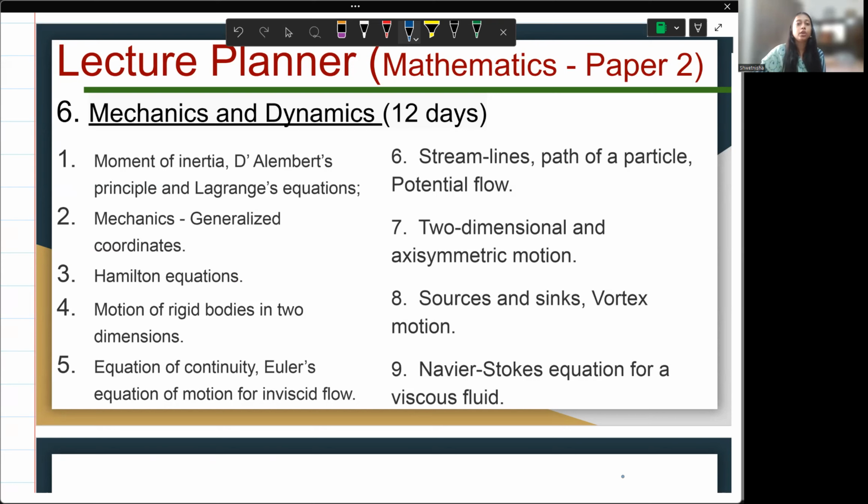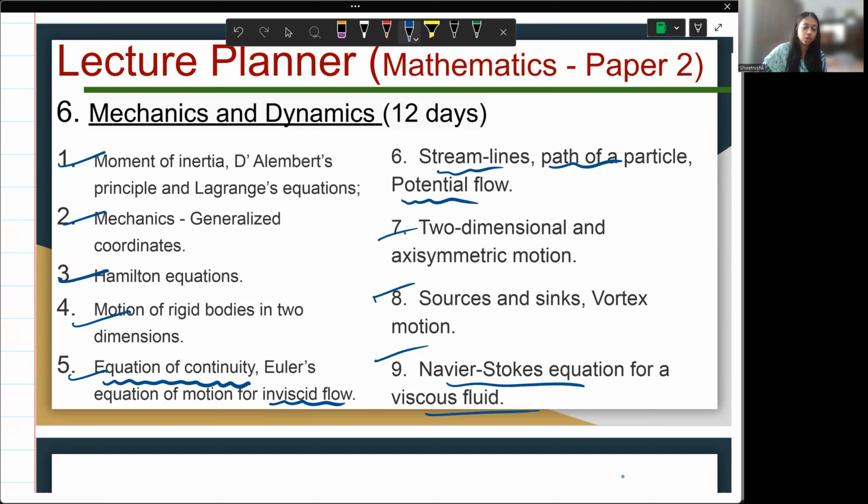Okay. So mechanics has the portion moment of inertia, D'Alembert's principle, Lagrange's equation, Hamilton equation, right? And then generalized coordinates, motion of rigid body in 2 dimensions, equation of continuity, another very important subject, and Euler's equation of motion for inviscid fluid. Streamlines, path of a particle, potential flow, 2-dimensional and axisymmetric motion, sources and sinks, vortex motion, and Navier-Stokes equation. So this is all about your syllabus.